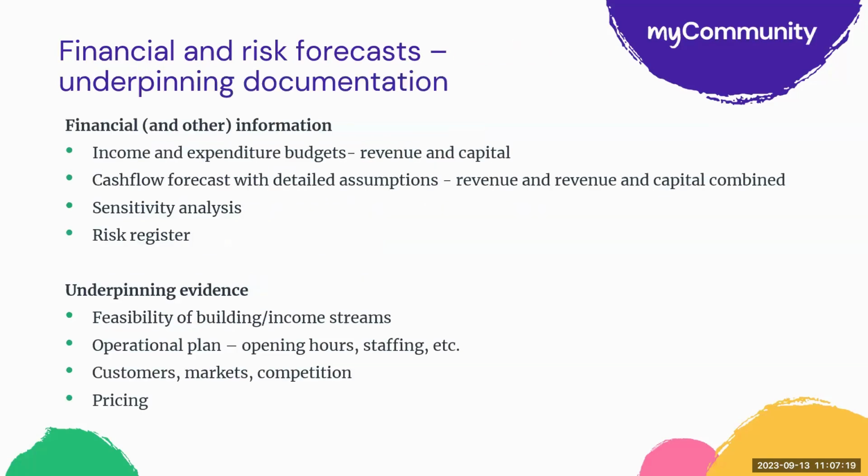What we think this actually means, in terms of the underpinning documentation, is that you will need income and expenditure budgets. We've already talked about capital budgets. You'll also need revenue, income and expenditure budgets. You'll need a cash flow forecast with detailed assumptions. We would suggest that's one for revenue and then one with revenue and capital combined. We are suggesting that you do some sensitivity analysis on your financial information.